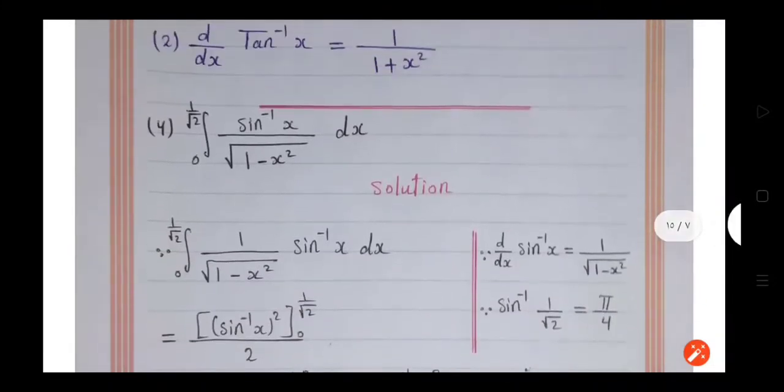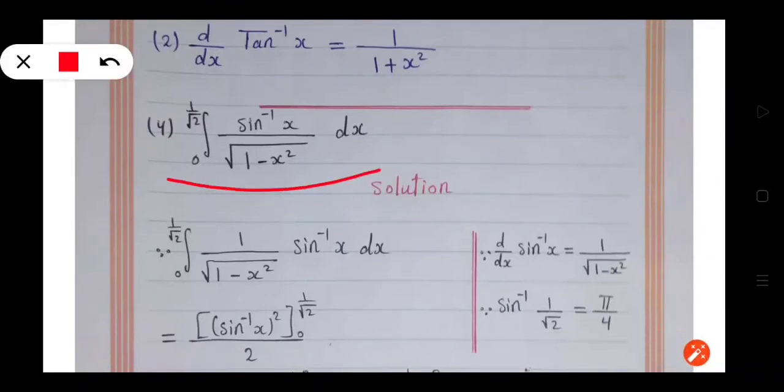Let's see the following example. Example 4. Definite integral from 0 to 1 over root 2 of sine inverse x over root 1 minus x squared dx. Now, we notice that root 1 minus x squared has a relation with sine inverse x. It's a derivative. 1 over this root is the derivative of sine inverse x. So we write it in the following form.